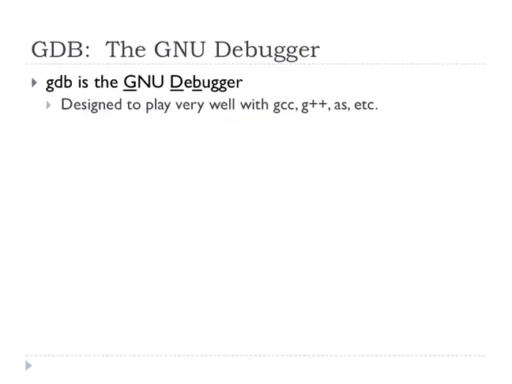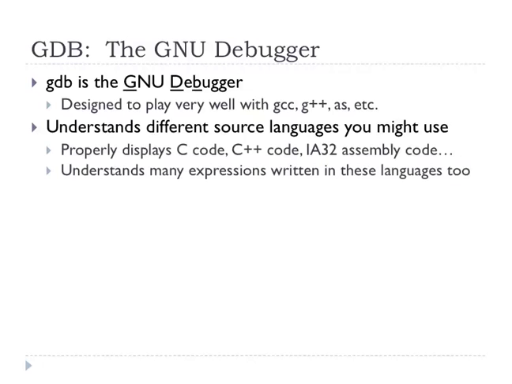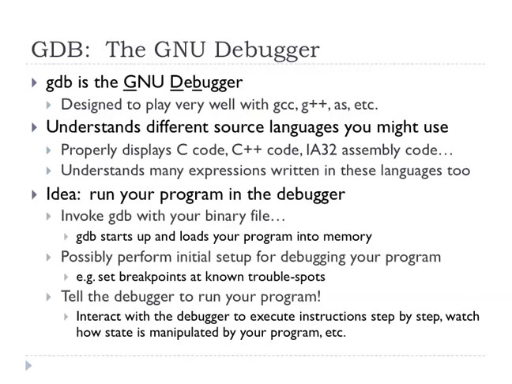So GDB is the GNU debugger, and it is designed by the same people who wrote GCC, G++, AS, and all those other fine tools. So it knows how to work with them very well. And it also happens to know the source languages that you're working with. So it will display C code as C code, C++ as C++ code, and so forth. And when you type expressions into GDB, you can type them in the language that you're using, and it will actually understand those things.